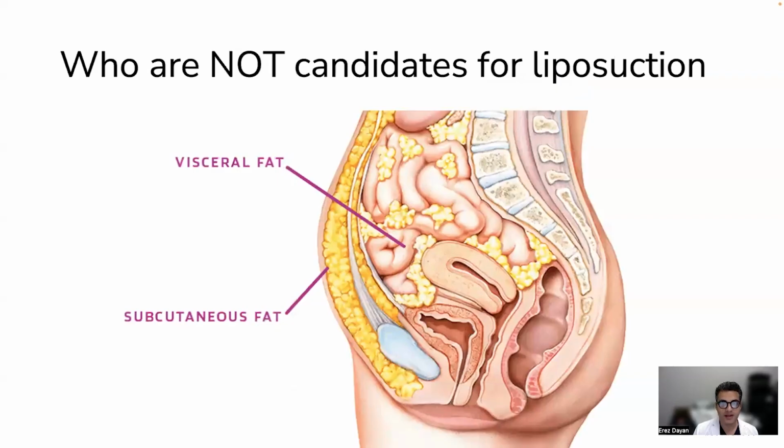So who are not candidates for liposuction? It's very important when we're assessing patients to identify which patients have primarily visceral fat, or intra-abdominal fat, versus primarily subcutaneous fat. And this can very easily be done with a pinch test. So when you pinch someone's subcutaneous fat, you can get a sense of the thickness.